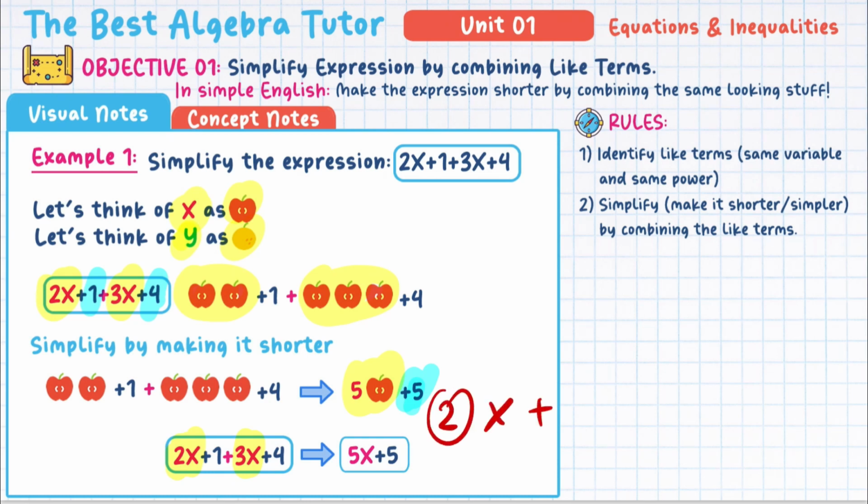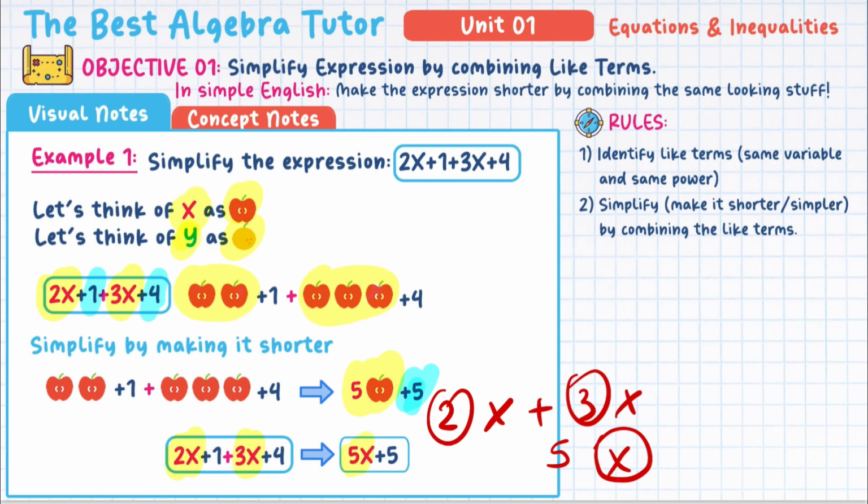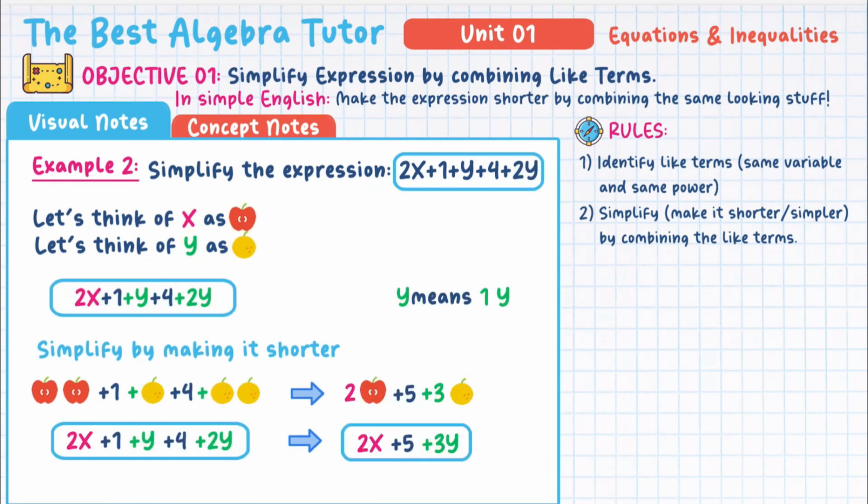We have 2x plus 3x. We have the same stuff, which is x. So 2 plus 3 is 5x. Do I have that? Absolutely, right here. And then what is left is 1 plus 4, which is plus 5, which again is our simplified expression. And if you see, you can tell that 5 apples is 5x and my 5 is my 5. So super easy, right? Good.